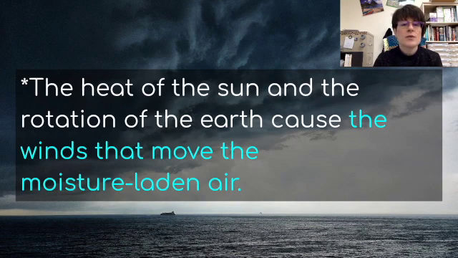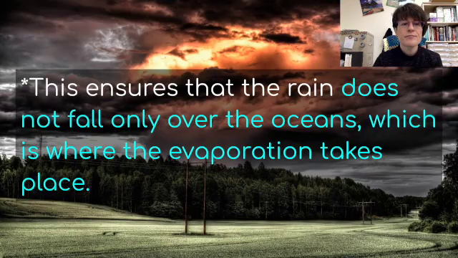The heat of the sun and the rotation of the earth cause the winds that move the moisture-laden air. So wind will move this air. This ensures that the rain does not fall only over the oceans, which is where the evaporation takes place. So most of the evaporation is over the ocean. There's also a lot of evaporation over the rainforest from transpiration. But if the wind did not move that, it would only rain in those places, and the rest of the planet would be left without rain. So winds and rotation of the earth are very important.